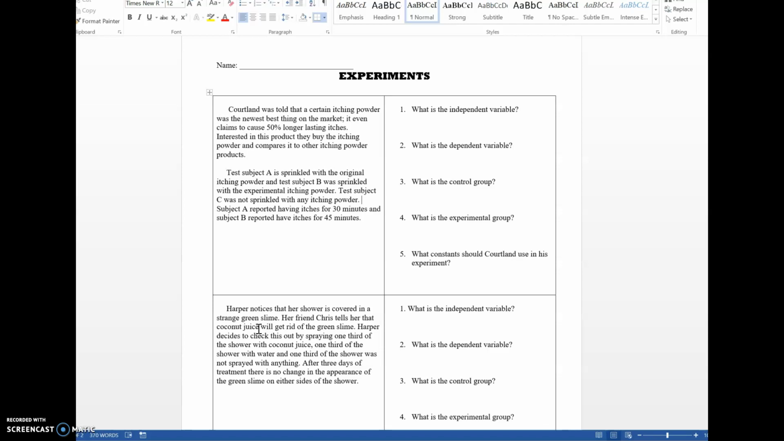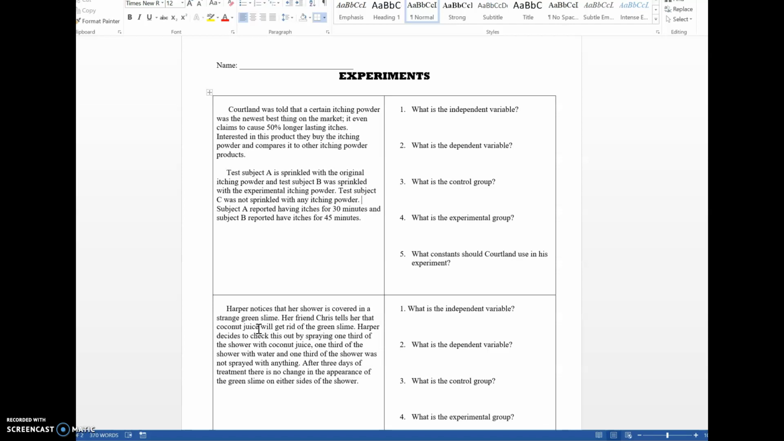Now, if test subject C was sprinkled with baking soda or something that looked like the itching powder, then that would be the control group. But in this, it doesn't say that. It says it wasn't given anything at all. So they can't be a control group, because for the control group you have to be given something because of the psychological value: you have to be given something to make it look like you're given something. Whether you really are or not is up to whoever is running the experiment.